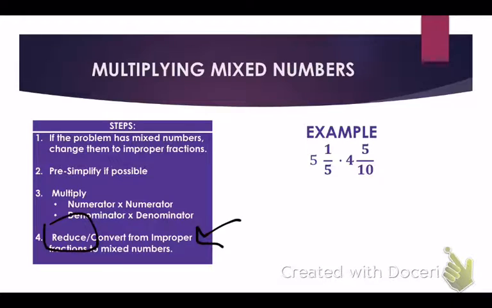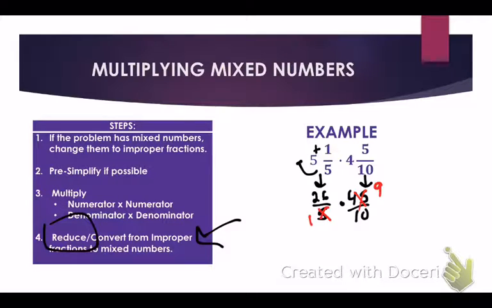Once again, first step, we convert from mixed numbers to improper fractions, so we're going to go ahead and do that. 5 times 5 plus 1, that gives us 26 over 5. And we're going to multiply that by 10 times 4 plus 5 is 45 over 10. Can I pre-simplify? Absolutely. There's lots of things I can pre-simplify right now. I'm going to go ahead and start with 5 and 45. What goes into both of those? Well, 5 is a common factor, so 5 goes into 5 one time. 5 goes into 45 9 times.